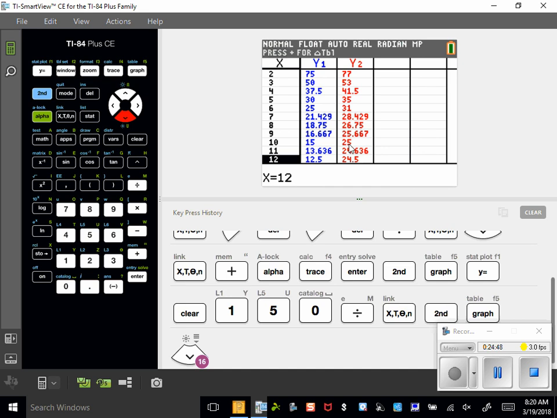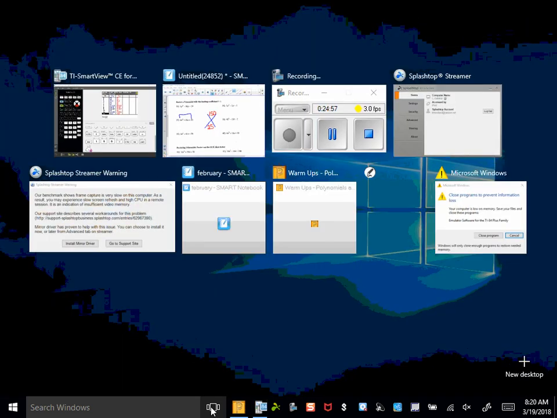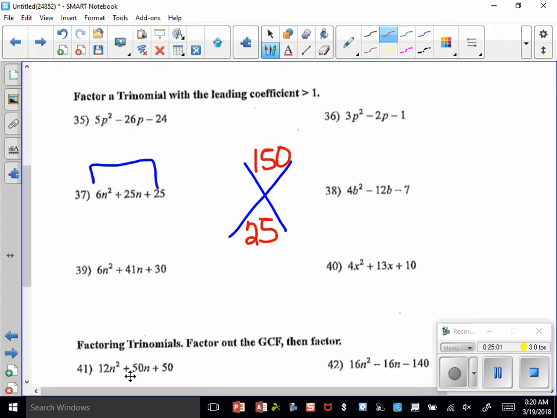25 is right here. So what are my factors? 10 and what? 10 and 15. Very good. So I'm going to go back to my worksheet, and I'm going to put in my factors 10 and 15. Now, I'm not done because I have to divide it by the A term. What is the A term over here? 6. Very good.